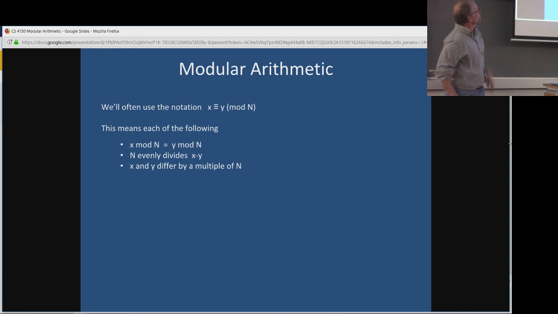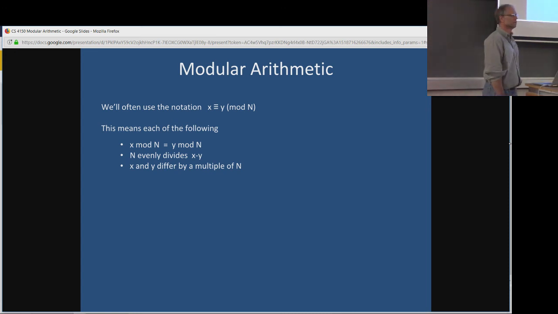All right, so sometimes we use this notation: x and y are equivalent mod n. So what does it mean for two numbers to be equivalent mod n? We've got 3 definitions up there.